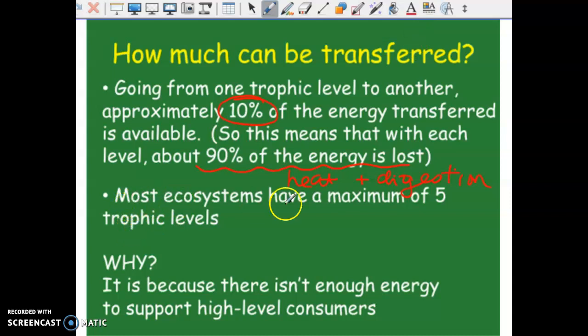So most ecosystems can have a maximum of 5 trophic levels. Now, this is not like a make or break rule. You could have some organisms with 6 or more, but it is very, very rare to have more than 5. The reason why goes back to the fact that only 10% of the energy is transferred. So you have to imagine with each trophic level transfer, there is less and less energy available. So eventually it gets to the point where there's not enough energy to support the consumers at the top.